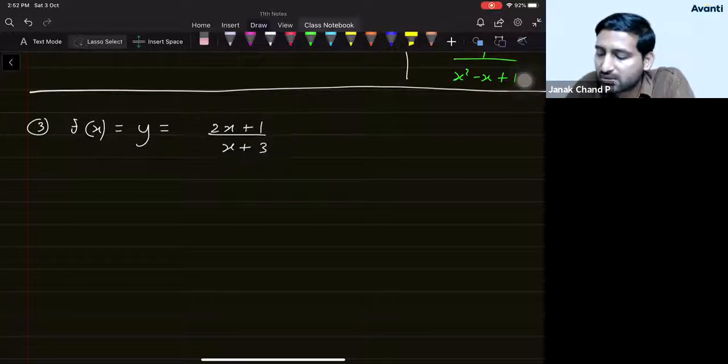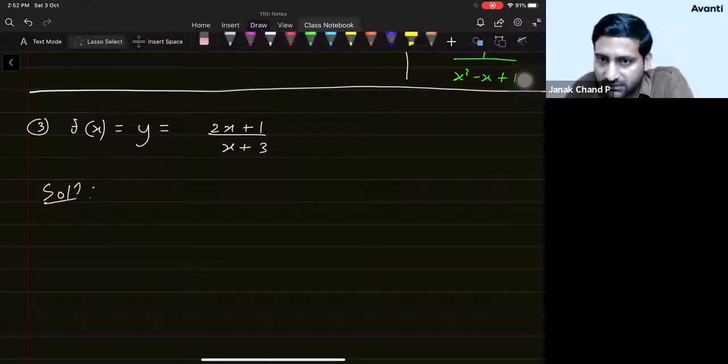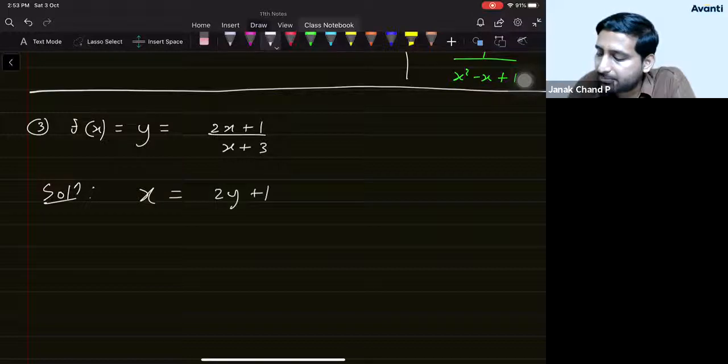But now the question is range. If the question is range, I hope you remember that you should either find the inverse function or separate out x. You should find x is equal to something in terms of y. Maybe you may have something like 2y plus 1 divided by something. So this thing you need to find.